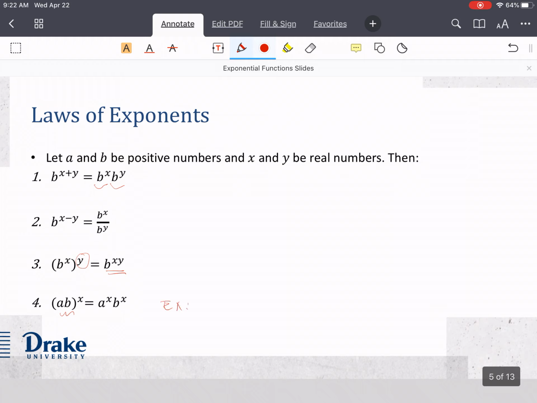A quick example of this would look like, say 6 to the x. I know that 6 could be written as 2 times 3, so I'm just separating the 6, and then I can now apply the property and say 2 to the x times 3 to the x. So these laws help us deal with some of the problems.